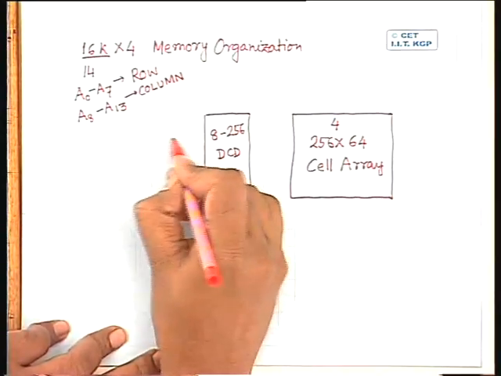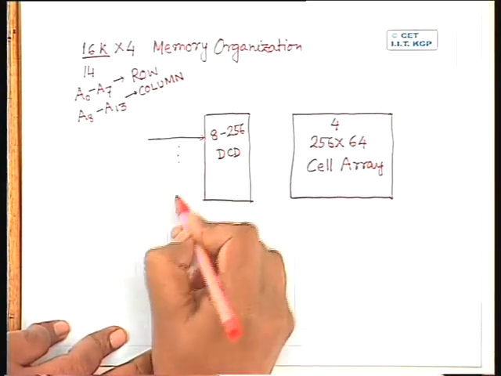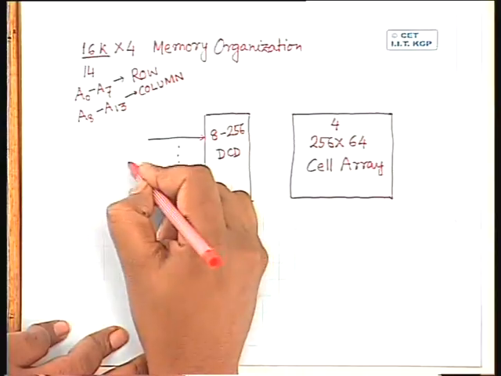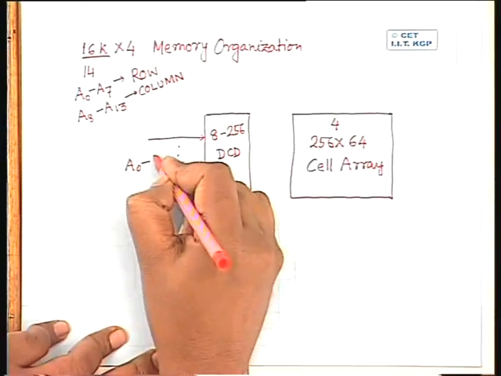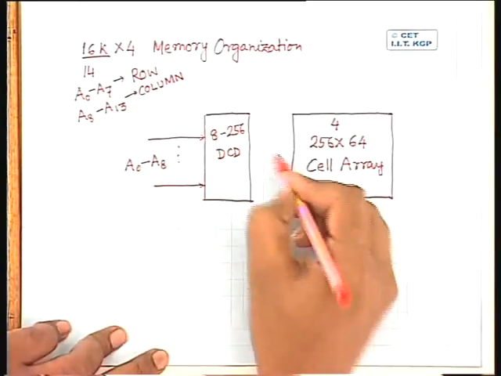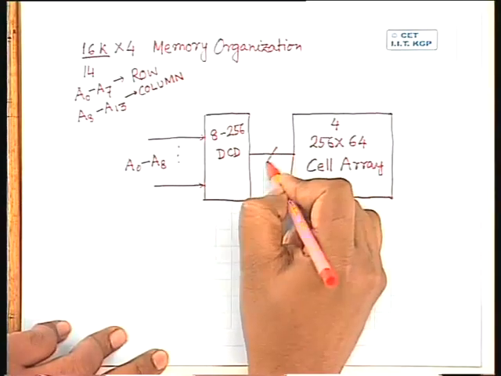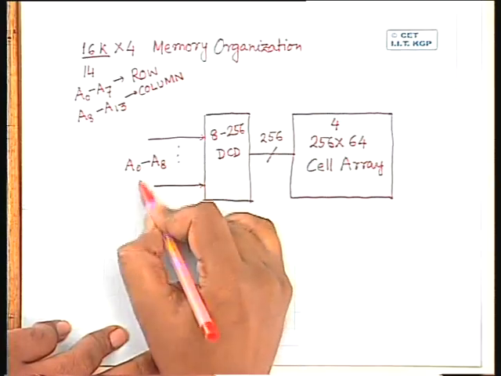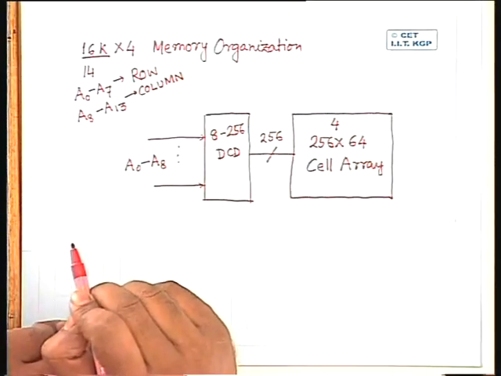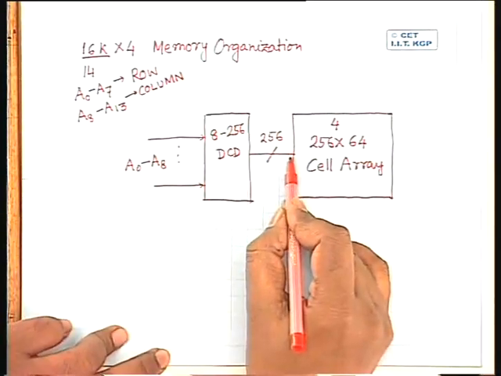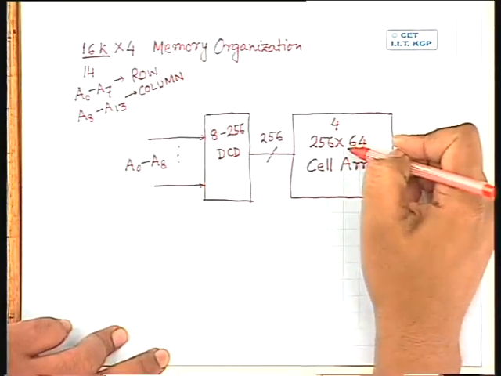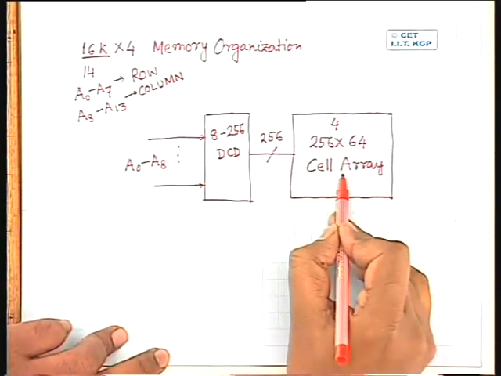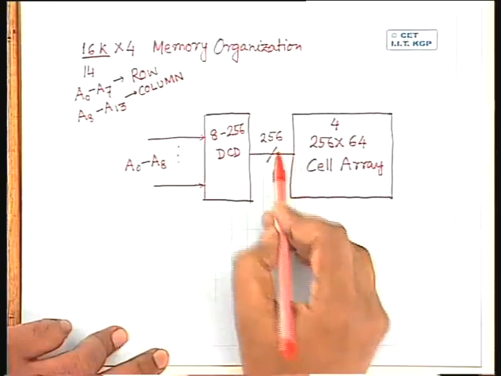Okay. These decoders will have 8 address line inputs, A0 to A7. It will give 256 output lines. One of them will be active at a time depending upon the bit combination on the input side. So, whichever output line is active, the corresponding rows, because now I have 4 such cell arrays, it will select 4 rows, one from each of the arrays, right.